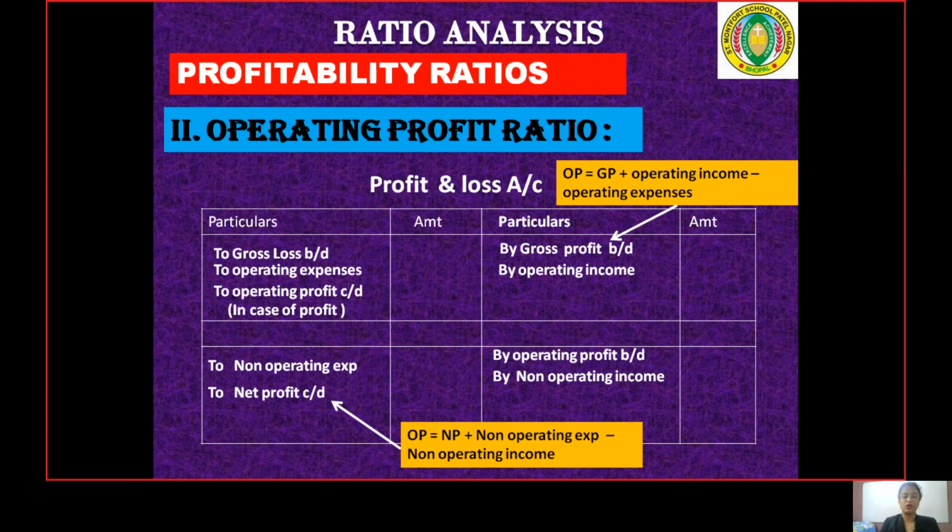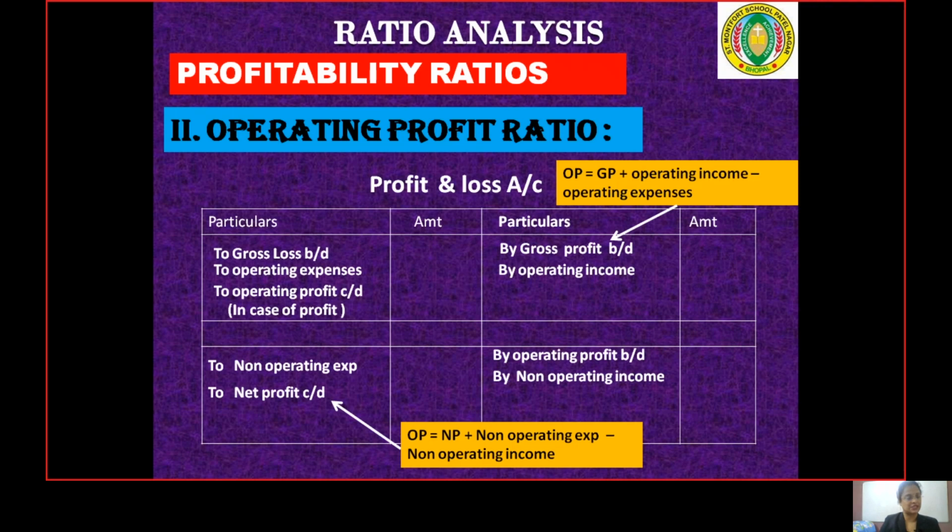That is net profit plus non-operating expenses minus non-operating income. Children, we will be dealing further with what types of expenses can be called operating expenses and what will be called non-operating expenses and income, that we will deal with later. Okay, so this is how we can derive the operating profit.